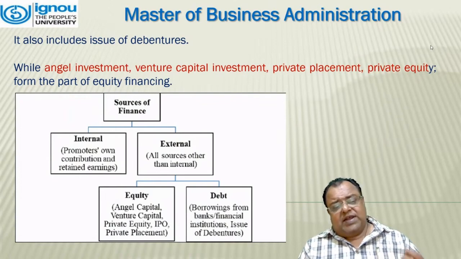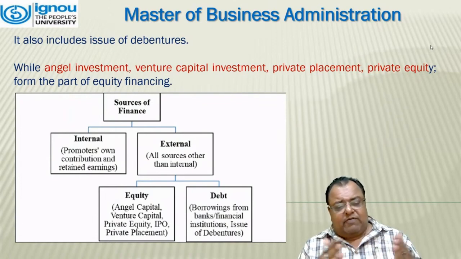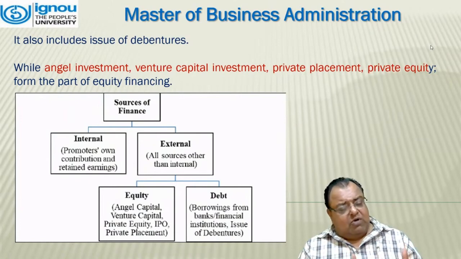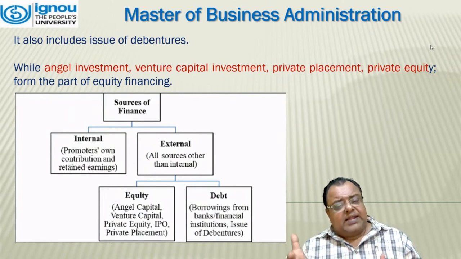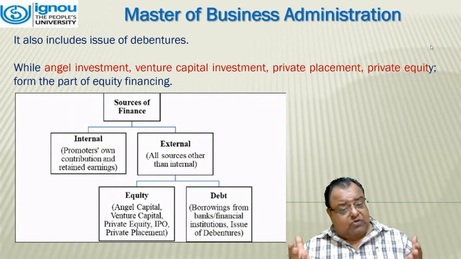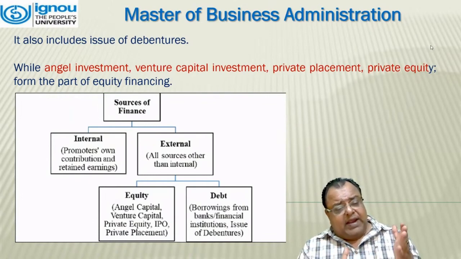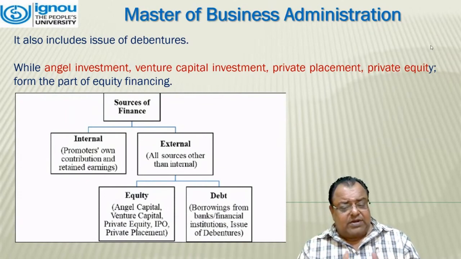Now you can see over here there are two sources of funds, that is the internal and the external. Internal are promoters' own contribution and retained earnings, and the external is from the outsource. And this again is in two parts, that is the equity and the other one is debt. If we talk about equity, it has angel capital, venture capital, private equity, IPO, private placement, and in debt, they are borrowing from the banks and financial institutions, issues of debenture.